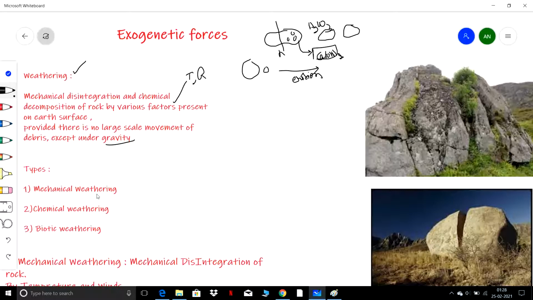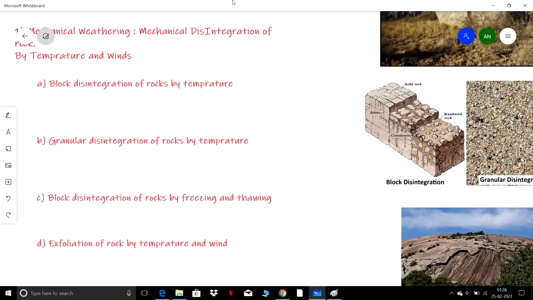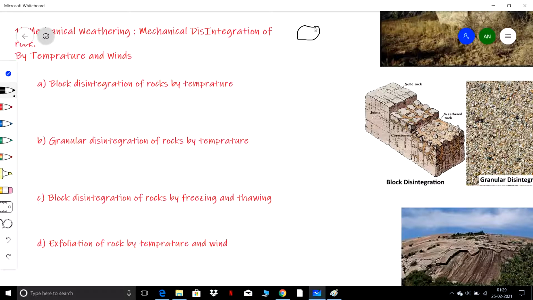There are various types of weathering: mechanical weathering, chemical weathering, and biotic weathering. Let's discuss each one by one. What is mechanical weathering? Mechanical weathering is physical or mechanical disintegration. If a rock mechanically disintegrates into two blocks without any chemical changes, it is called mechanical weathering. There are various types of mechanical weathering. The first is block disintegration of rocks by temperature.